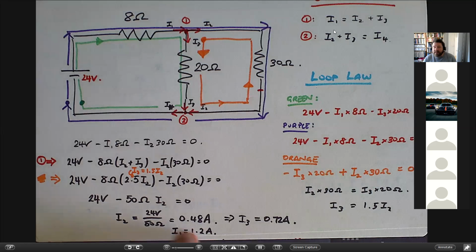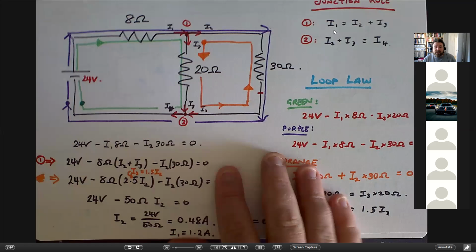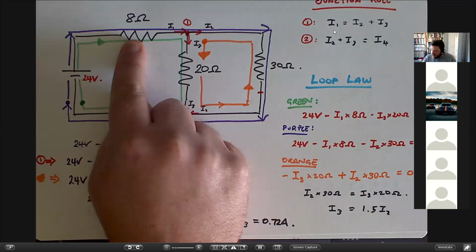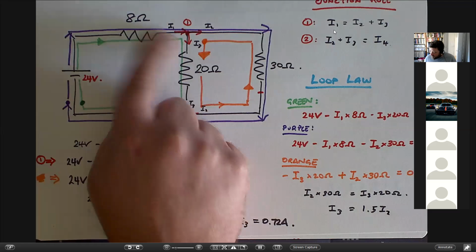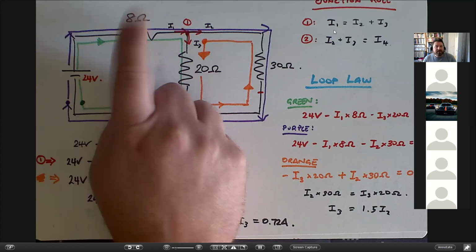Then once we've got all the currents, you can then get any voltages you want just by multiplying those currents by the particular resistance they're going through. So if you want to know what's the voltage across this 8 ohm, well, you just go I1 times 8. So 1.2 times 8 is, shouldn't use that example, 10.4 volts on that one.